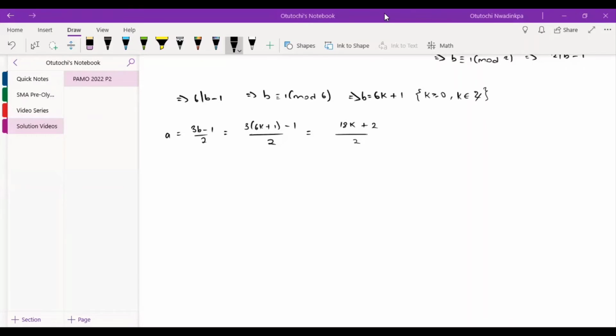And of course this implies that a is equal to 9k plus 1. Fractions eliminated, just as we wanted.